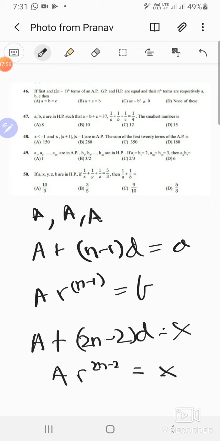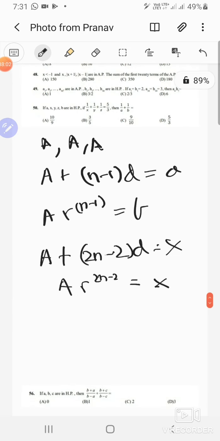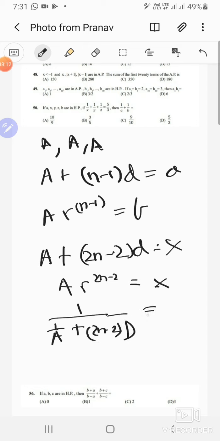Okay, so I think what I'm going to do is write d in terms of a and n everywhere, so that will help me a little. And then 1 upon a plus 2n minus 2 into, say, the capital D, that's equal to x. Okay, what can you do with that? So I'm going to write d, r and this capital D in terms of x and a and n, so hopefully that will give me something nice to use.